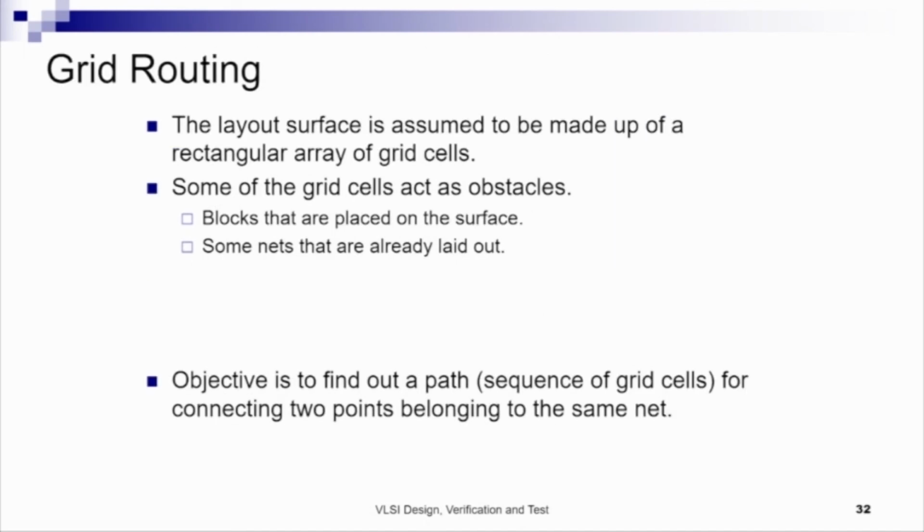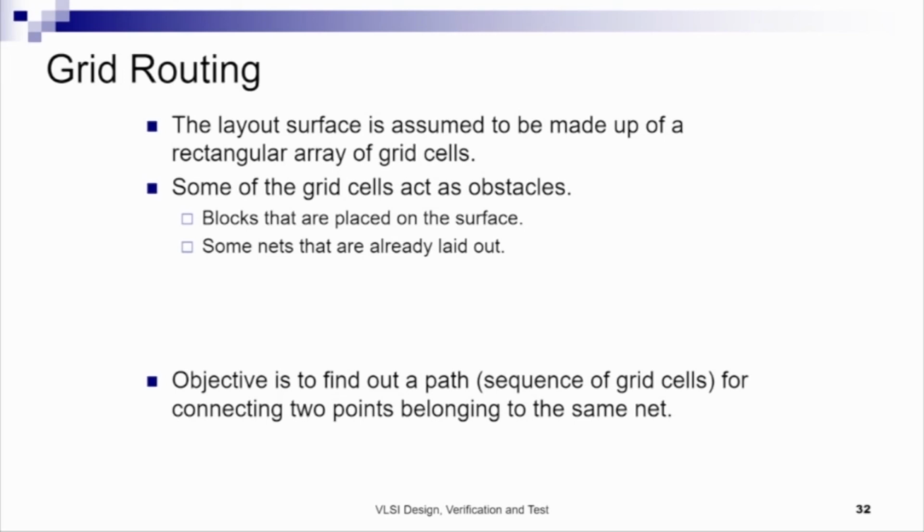Now we take a look at a distinct type of routing called grid routing. It comes within the global routing phase. The layout surface is assumed to be made up of a rectangular array of grid cells. Some of the grid cells act as obstacles, which are basically circuit blocks that are placed on the surface, and some nets that are already laid out.